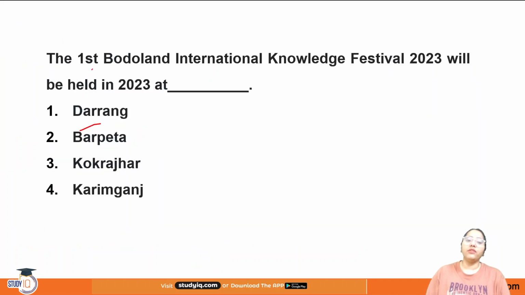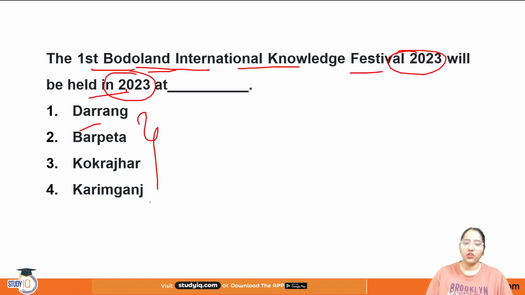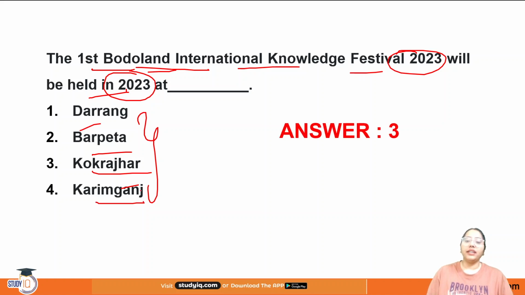Next question is about the first Bodoland International Knowledge Festival 2023. The first Bodoland International Knowledge Festival will be held in 2023 at which particular place of Assam? Options are Darrang, Barpeta, Kokrajhar, Karimganj. The correct answer is Kokrajhar district.